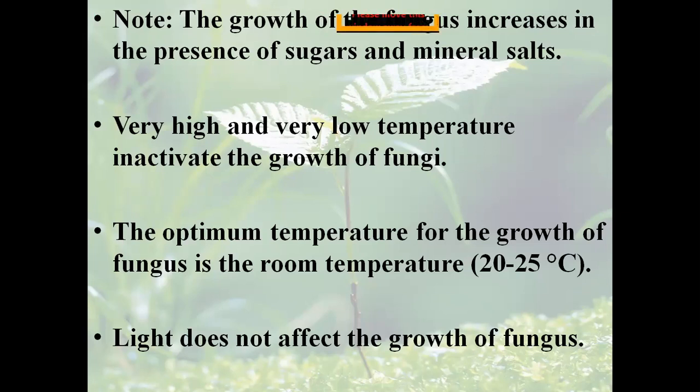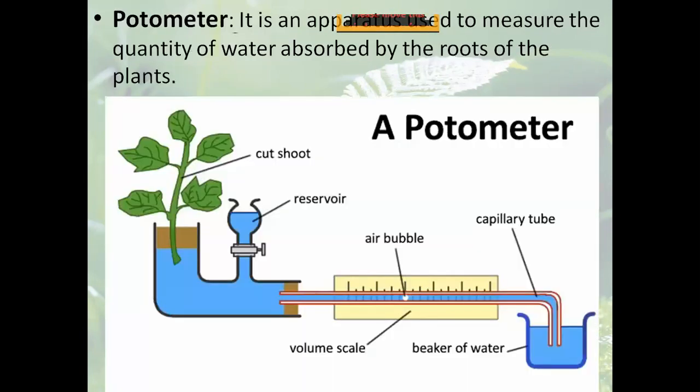You have to know that very low and very high temperatures inactivate the growth of fungi. The meaning of inactivate is stops the growth of the fungi, while the optimum temperature for the growth of the fungi is room temperature, which is about 20 to 25 degrees Celsius. The meaning of optimum temperature is the best temperature needed, while light does not affect the growth of fungus.